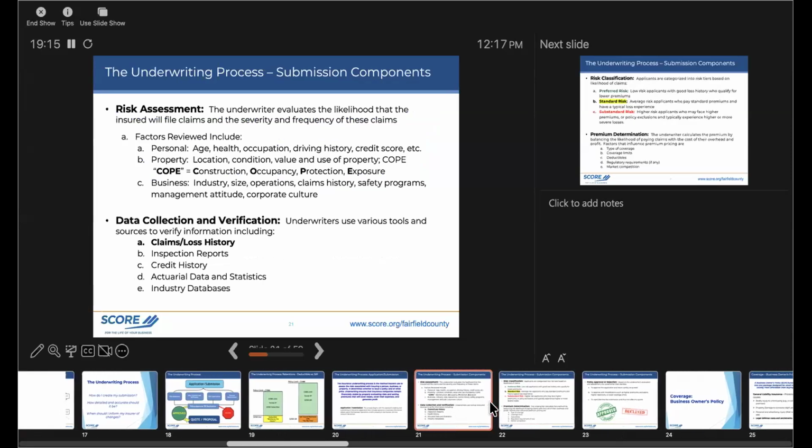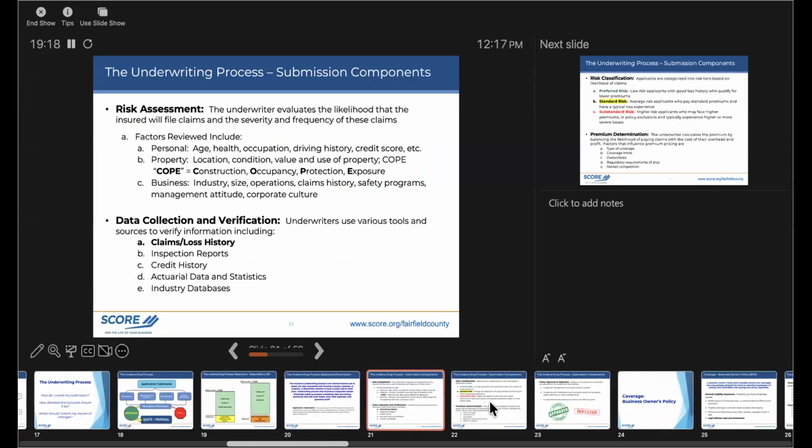Risk assessment. In terms of your workforce, their age, their health, the occupation, driving history, credit score. Occupation would be comp, driving history would be auto liability, and the credit score would basically be for maybe general liability. If it's a property risk, they're going to want to know your location and condition.